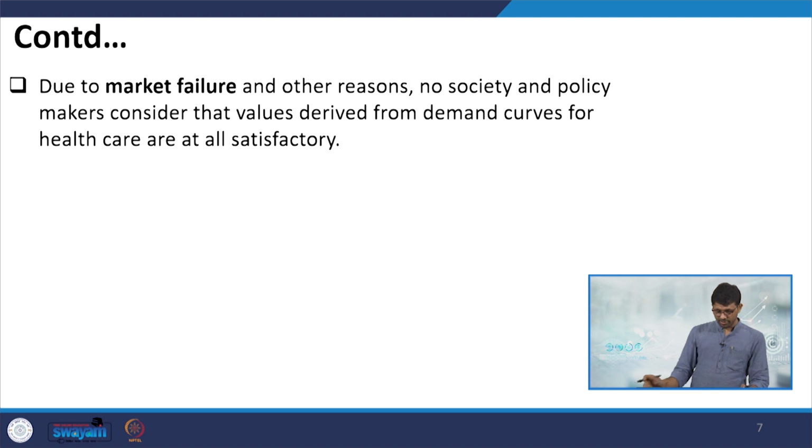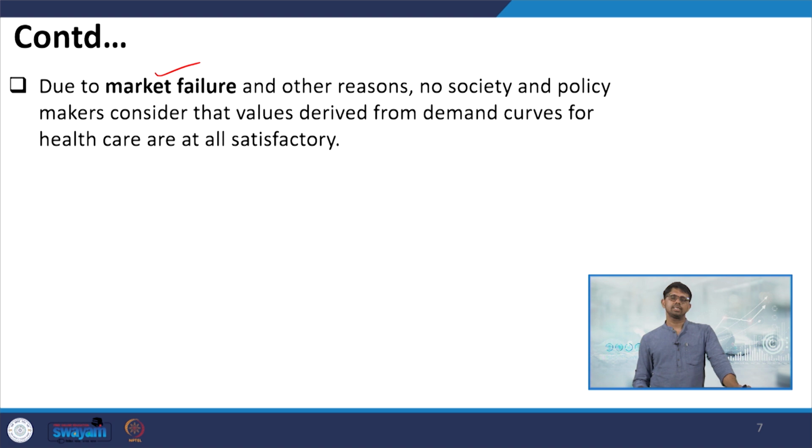Now, due to market failure, we want to mention here that the equilibrium quantity which is to be restored by the system may not actually be the best. Market failure basically means the market is not in a position to properly value what is demanded and supplied. So, due to market failure, society and policymakers do not consider the value derived from demand curves for healthcare as satisfactory.